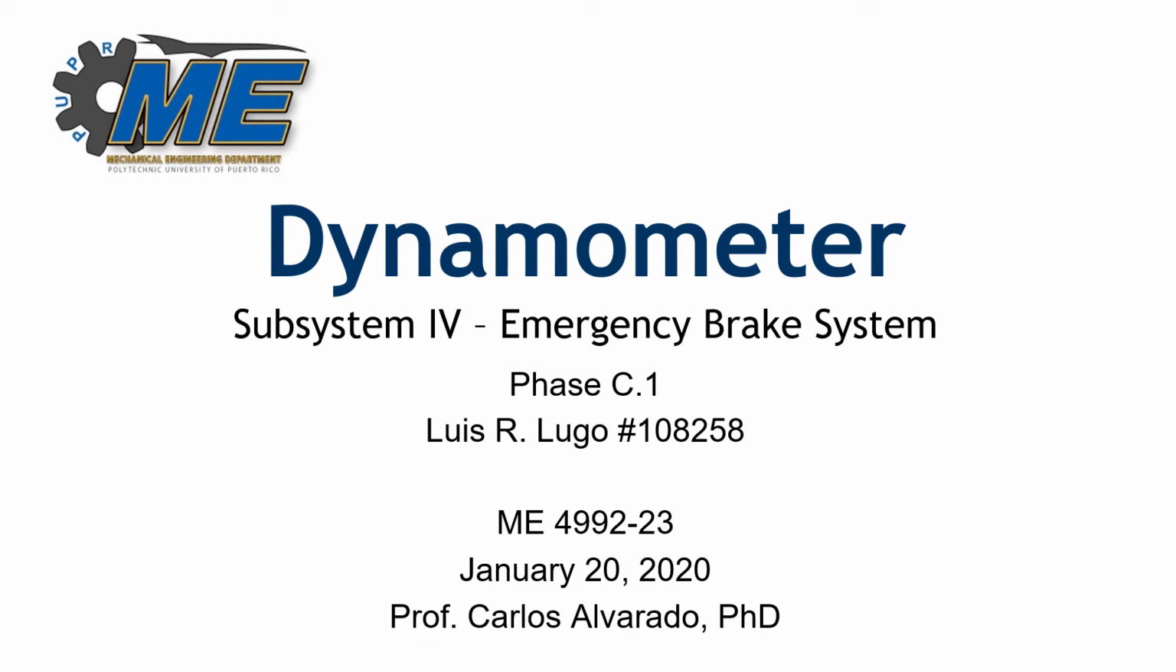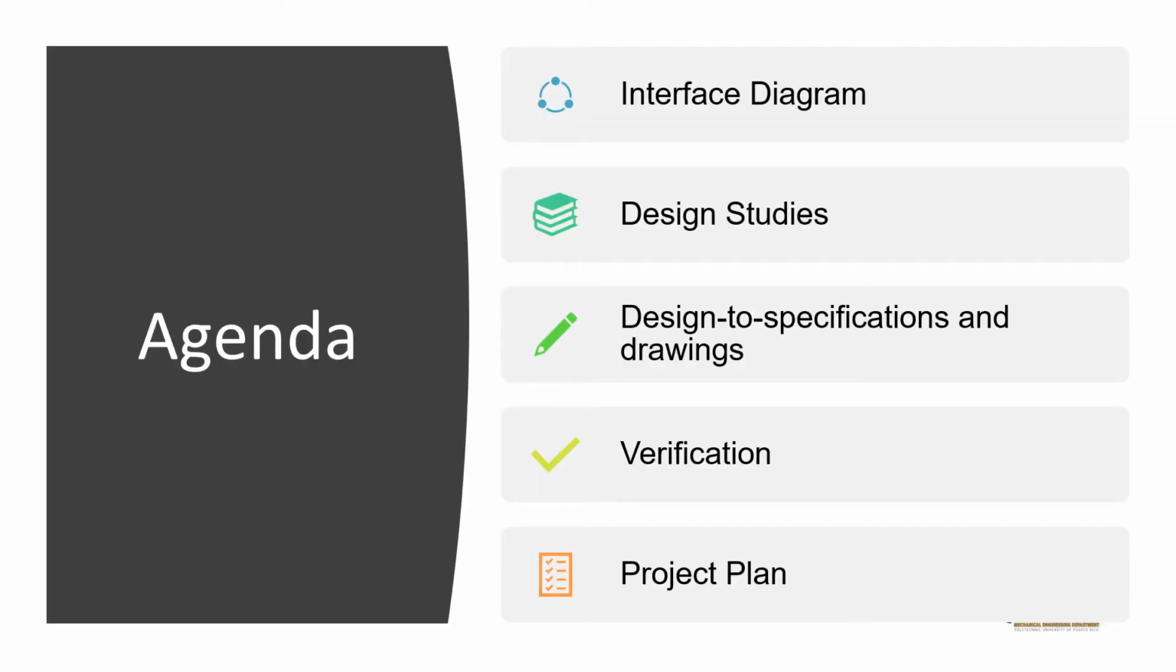I'm from the group that is in charge of the project of the dynamometer, and my subsystem is the emergency brake system. And today I'm going to present to you phase C1. The agenda for today is first I'm going to show the interface diagram, the design studies, then design to specification and drawing, the verification of each critical component, and my project plan for Capstone 2, which includes C2, phase D, phase E, and phase F.